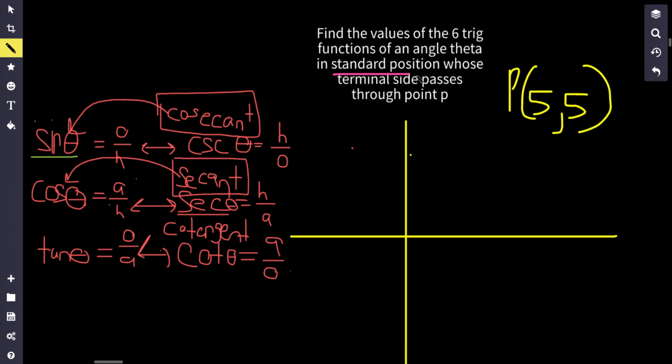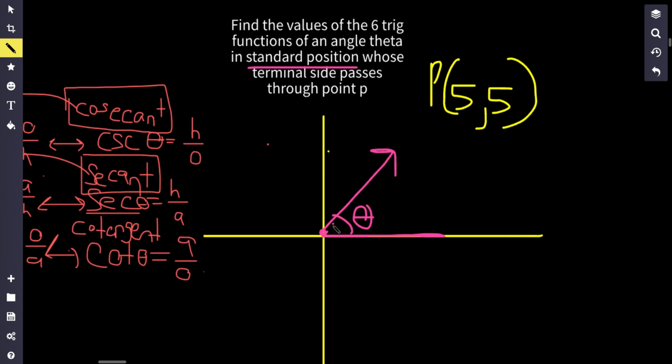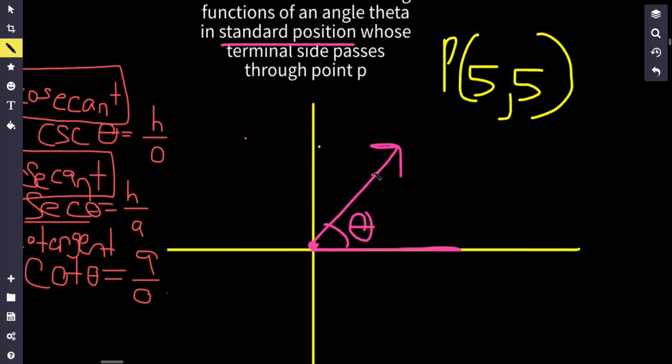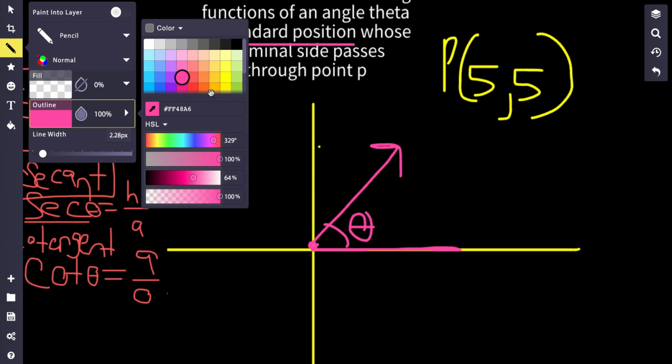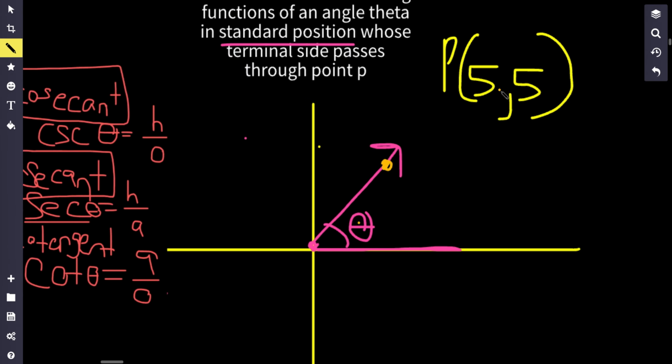Remember, standard position just means that the base of our angle, which you can think about as the x-axis, and the ray that we draw in order to create our angle, are going to meet at the origin, 0, 0. And the terminal side of our angle passes through point P, which we said now was 5, 5. So this is point P.